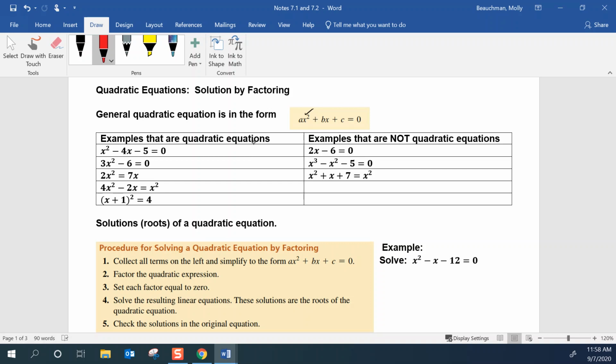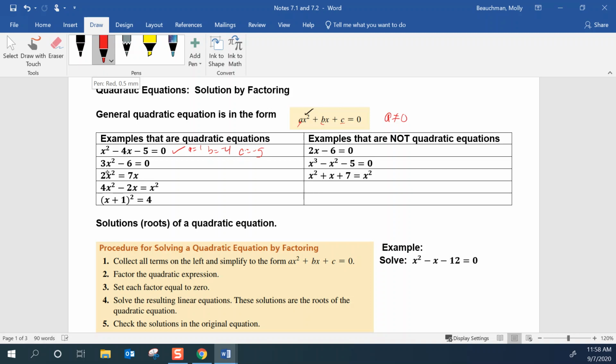Examples that are quadratic equations are equations that can be written in this form, ax squared plus b times x plus c equal to 0. So a, b, and c are numbers or values, and a can't equal 0, because if it did, we wouldn't have an x squared term anymore. So examples that are quadratic, the first one, x squared minus 4x minus 5 is quadratic. a would be 1, b would be negative 4, and c would be negative 5.